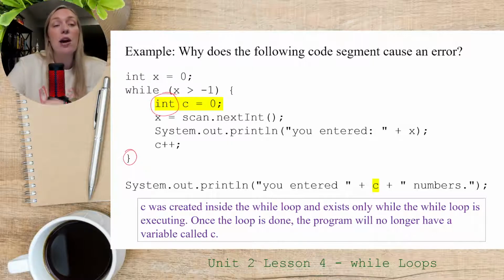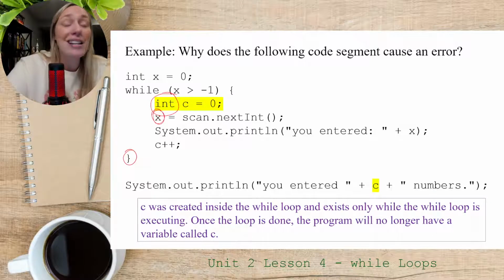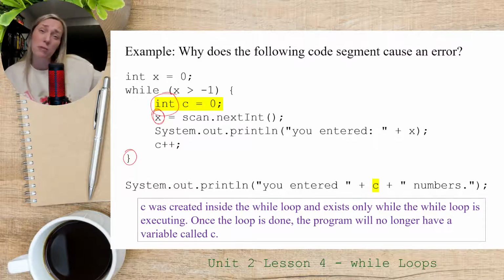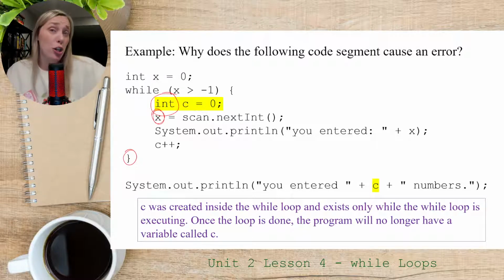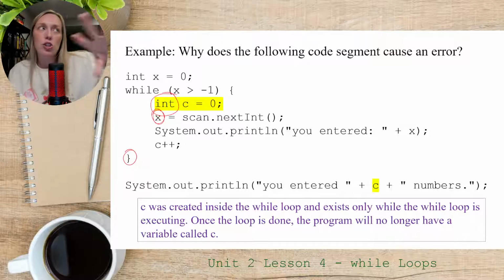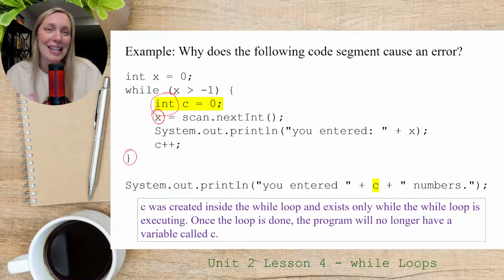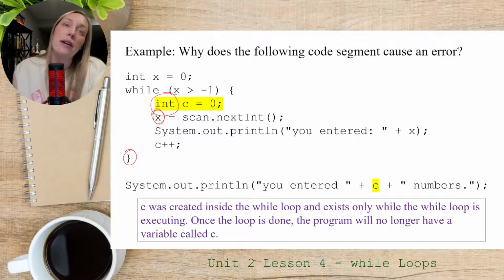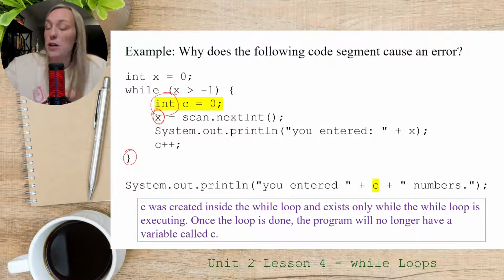Now x, for example, wasn't declared in that loop, right? x was used in the loop, just like some of the examples we've run before. The variables are used in the loop, that's okay, but it wasn't declared, so it's not garbage collected at the end of the loop. You can still use x anywhere in your program, but because c specifically was declared inside your loop, you're going to run into an issue.